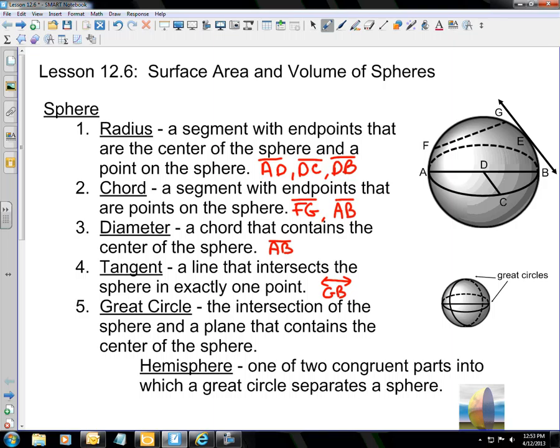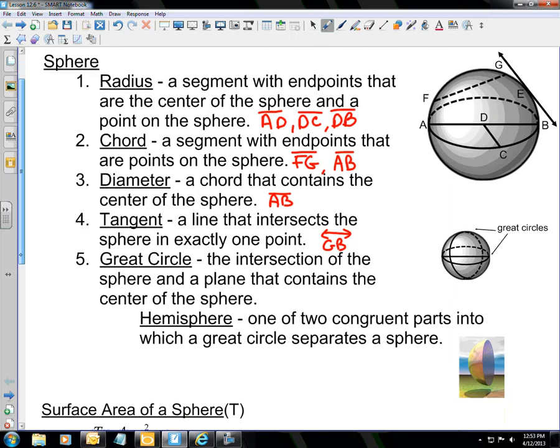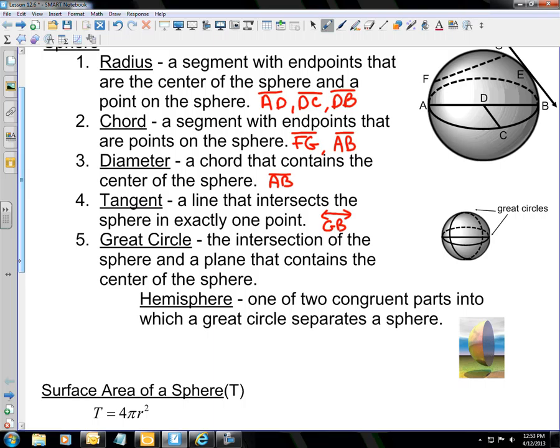Okay, now we have a new term, and this term is called the great circle. Now, the great circle is what is created if you take a sphere and you cut it exactly in half so that you get the center. If you have a plane that slices through the sphere so that it contains the center of the sphere and the radius of the sphere, this right here, this two-dimensional circle is called the great circle.